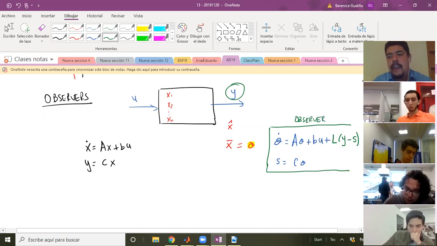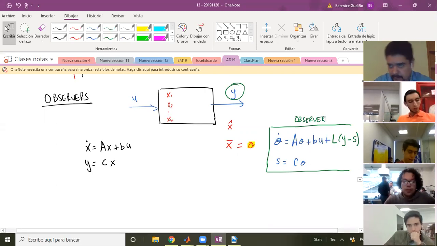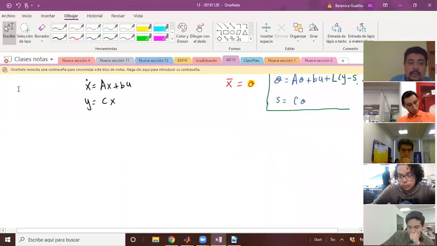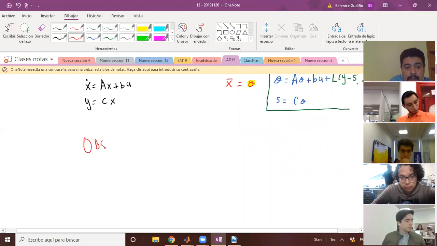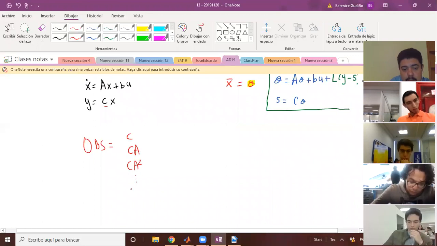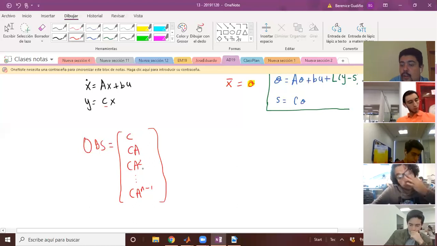Now, when can we create an observer? Similarly to when we can create a state feedback that places the poles anywhere we want, for that we require the system to be controllable. For us to make an observer, we will require the system to be observable. And that property is going to be reviewed like this. The observability matrix is equal to C times A, C times A squared, and so on until C times A up to n minus 1. This is going to be the observability matrix.